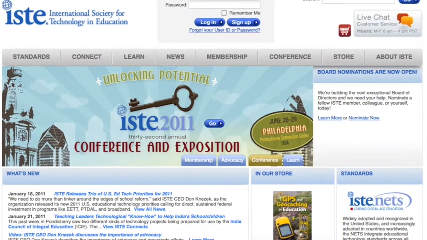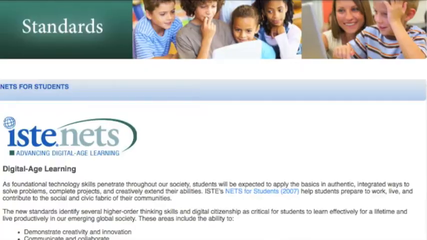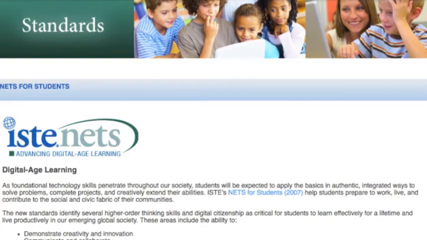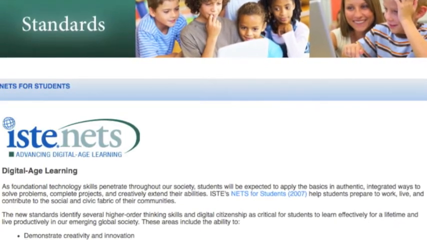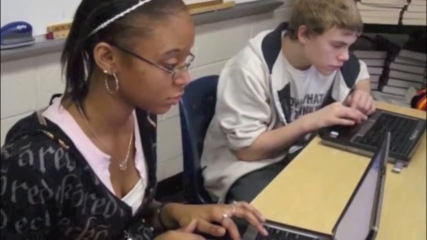The unit also focuses on a variety of standards from the International Society for Technology and Education, otherwise known as NETS. The ISTE standards addressed in this unit further develop student creativity, collaboration, critical thinking, and other technological concepts that students will take with them in future endeavors.